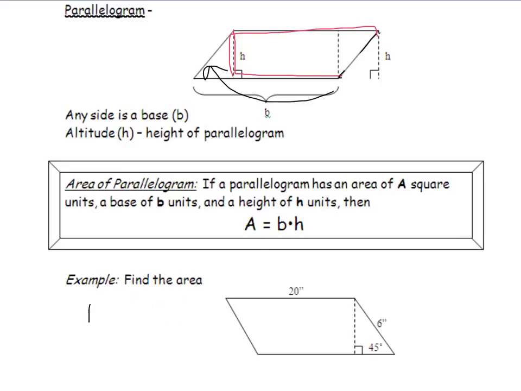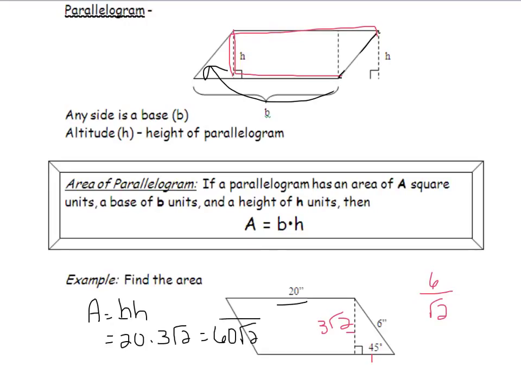Again, I start with the formula, base times height. I know my base here is 20. Now I got to find my height. The cool thing though is that I told you that this is a 45, 45, 90. If I have my hypotenuse of my 45, 45, 90, to find my two legs, which are the same, remember, I divide by the square root of 2. So my height becomes 3 square roots of 2. So this is 20 times 3 square roots of 2, which will give me 60 square roots of 2.